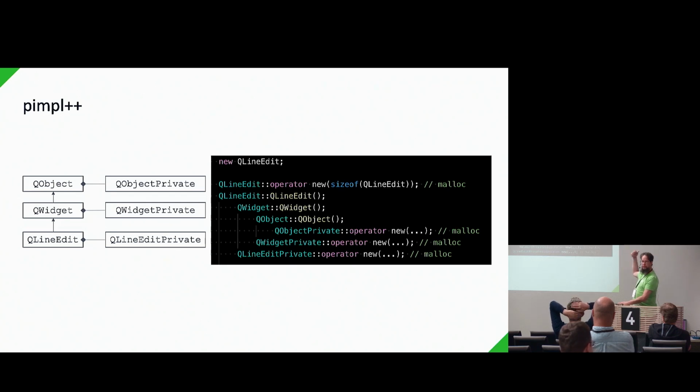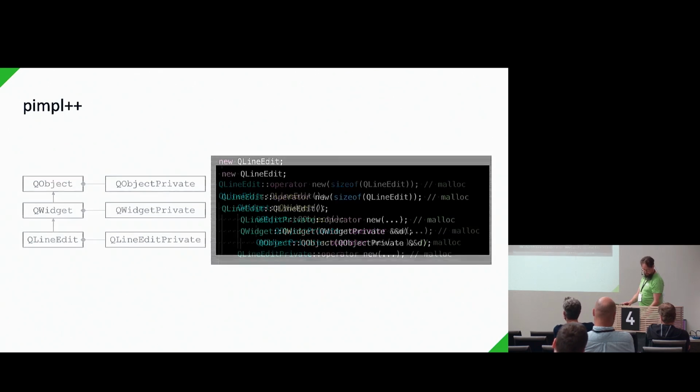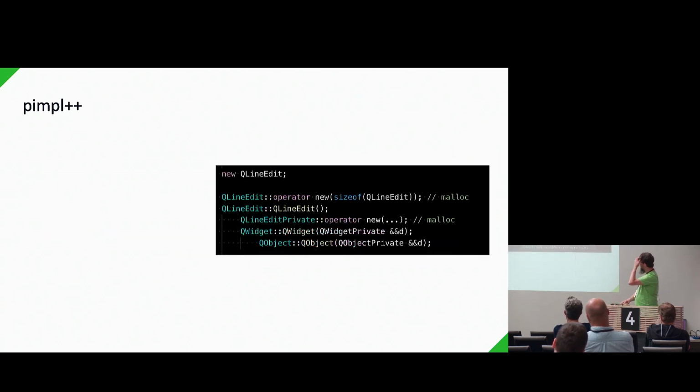The QLineEdit constructor calls the QWidget constructor, which calls the QObject constructor, and then you create these private instances. So that's 4 mallocs for a single instance of a type. That's not great. Again, mallocs are expensive operations, especially on devices with low memory, first of all, but also no memory management unit. So we want to get rid of this. We want to make this something else, and that's what we ended up with.